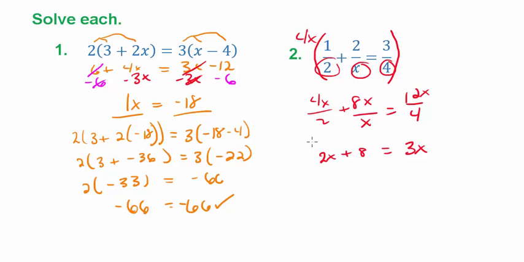From here, we can go ahead and solve the equation. I'm going to subtract 2x from both sides, and so I have 8 is equal to 1x, which is, in fact, our solution.